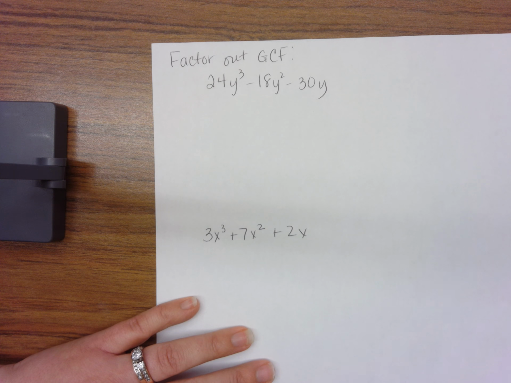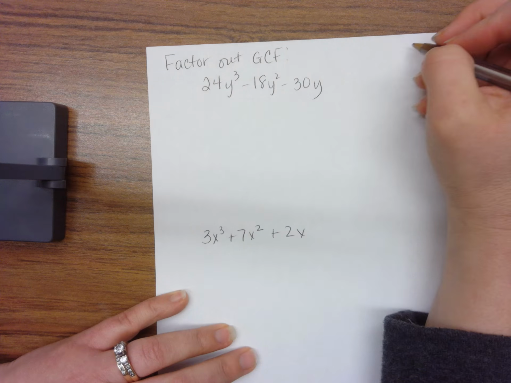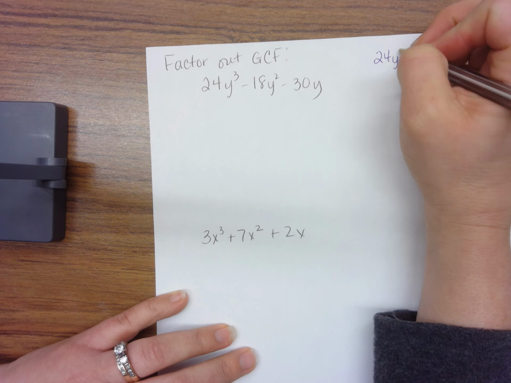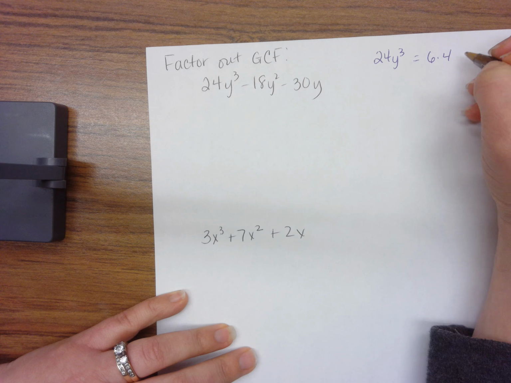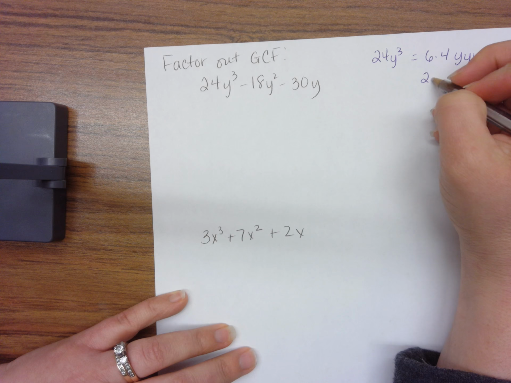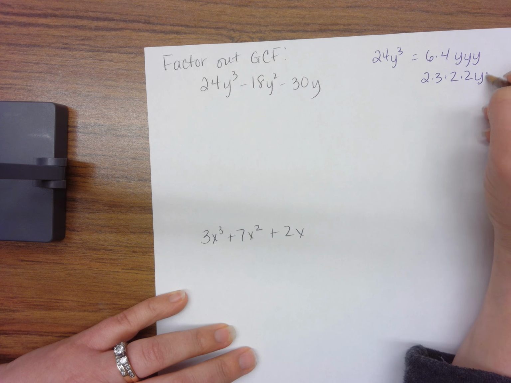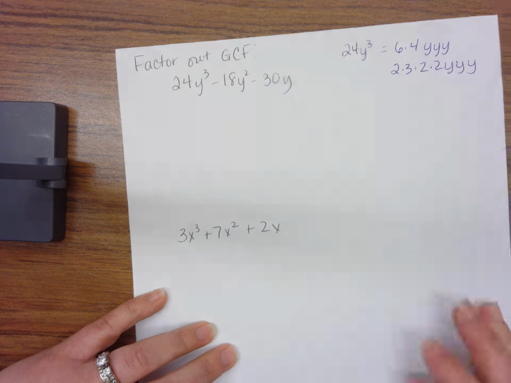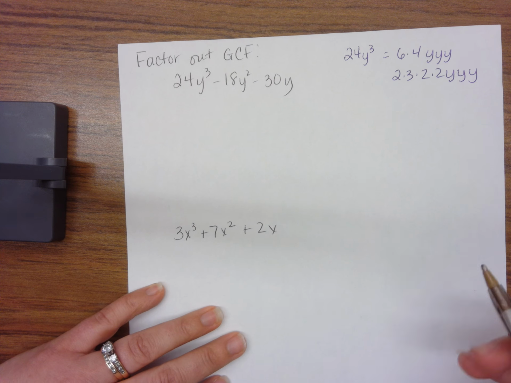Okay, so let's see. Let's come over here. So 24y cubed could be written as 6 times 4, right? And then y times y times y. I could break that down a little further into 2 times 3 is 6, and then 2 times 2 is 4. So completely broken down, I could write it like this. 2 times 3, I could write it as 2 cubed times 3. It doesn't matter. I'm just breaking it down into simple multiplication.